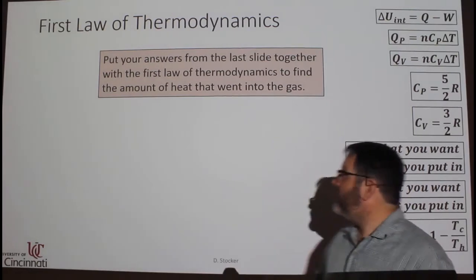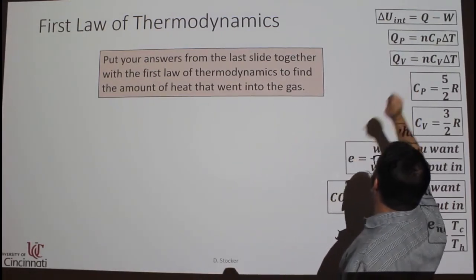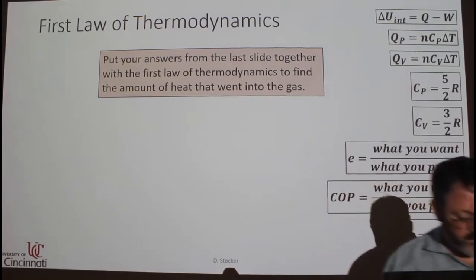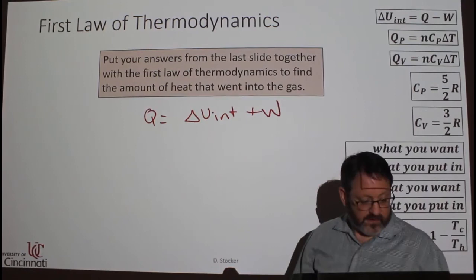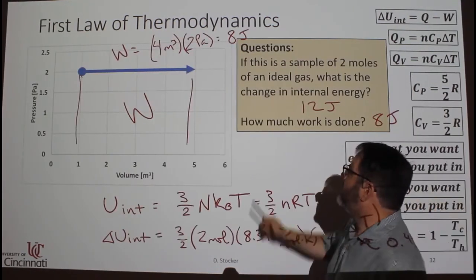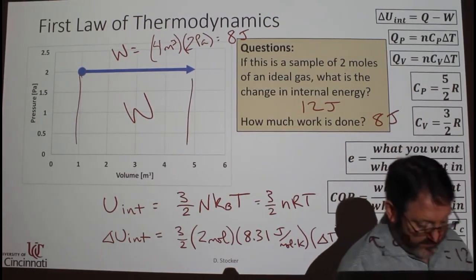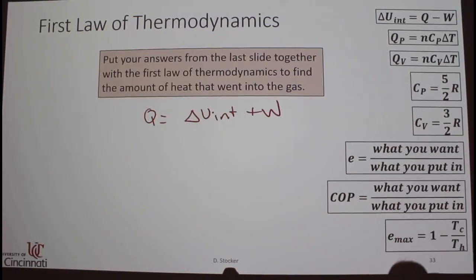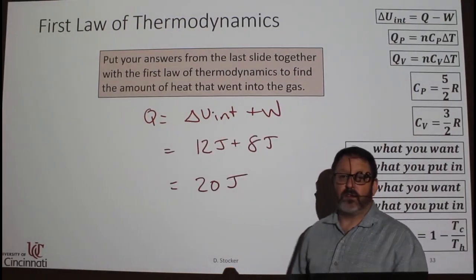So now putting together the last answers along with the first law of thermodynamics, this is what we get. So we're looking for the amount of heat that went into the gas, that would be Q. So if we rearrange that for Q, Q is the change in internal energy plus the work done. So now if we go back, change in internal energy was 12 joules, work done was 8. So the total heat that went in was 20 joules.